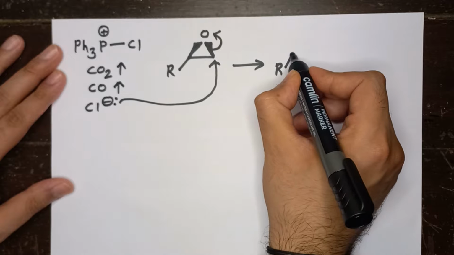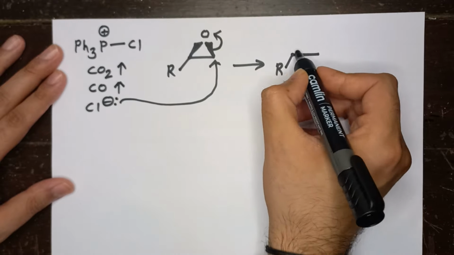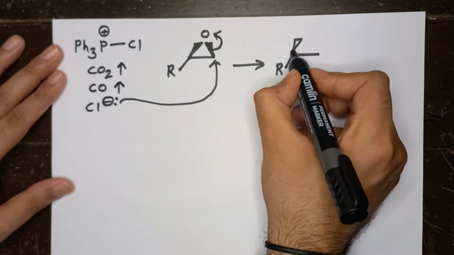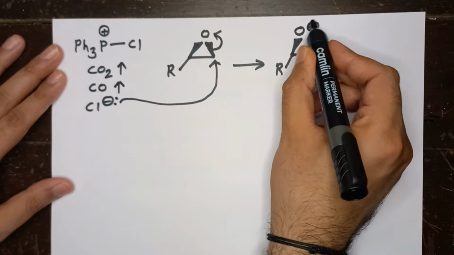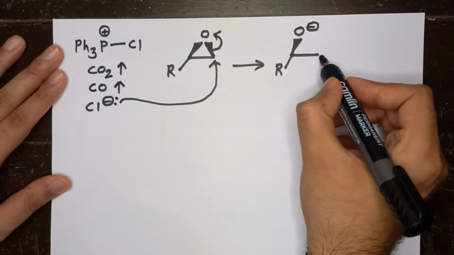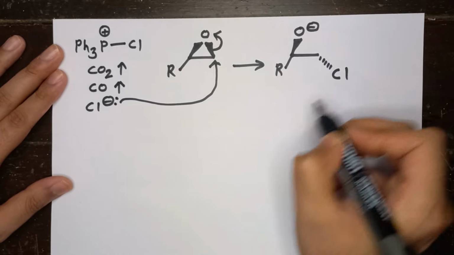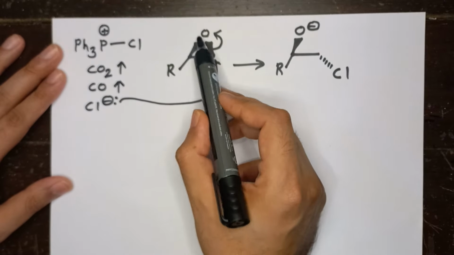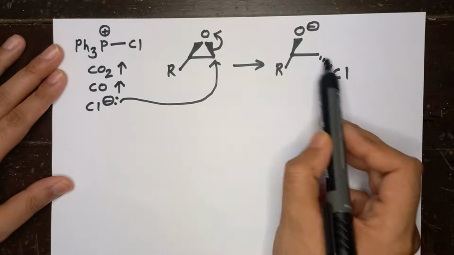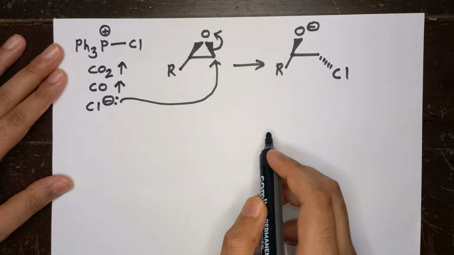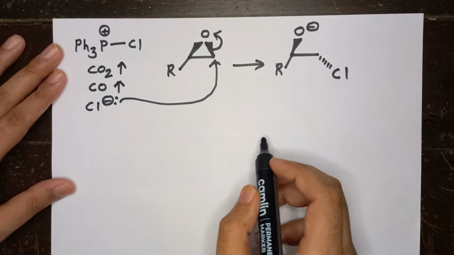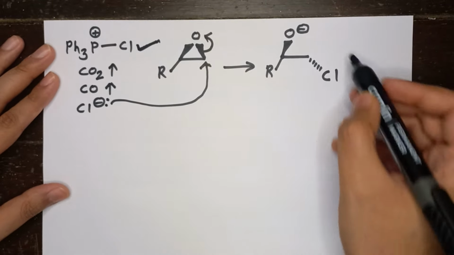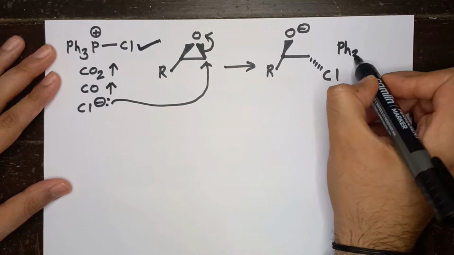So you get, OH, so this becomes O minus now, which is above the plane, and Cl is present below the plane. So this Cl opens up this epoxide ring, forms O minus, which is above the plane, and Cl attacks from below the plane. So now we have this particular intermediate, and we have also formed this one. So this will come into the picture now.